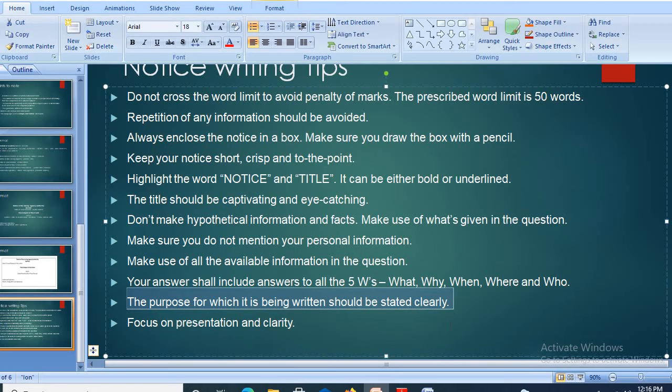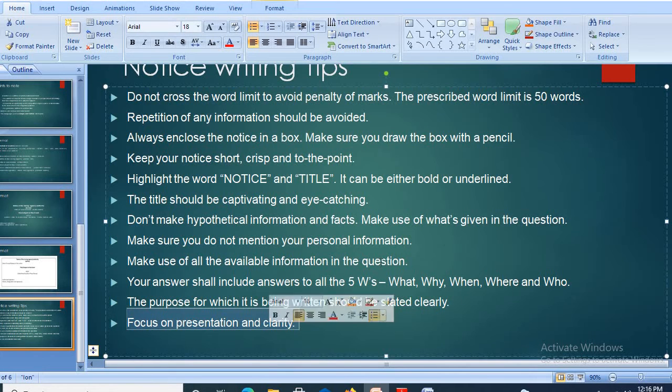You have to focus on presentation and clarity. Yes, this is something very, very important. You have to focus on your presentation and clarity. Right to the point. Unnecessary things should strictly be avoided. Okay, and whatever you are writing, it should be very much clear. I repeat, it should be very much clear what exactly you are writing.